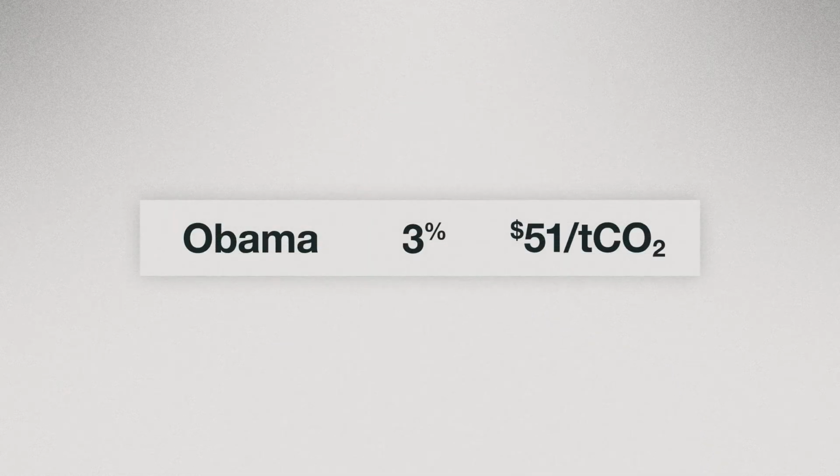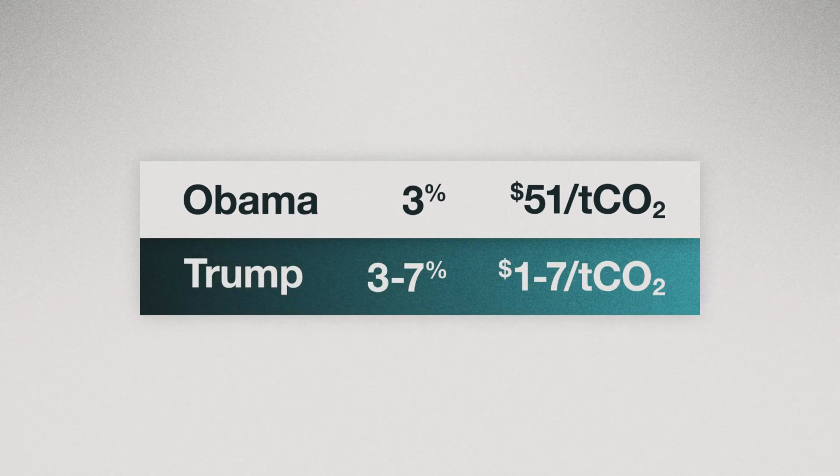During the Obama administration, the central discount rate was set at 3%, resulting in a social cost of carbon of around $51 per ton of CO2. During the Trump administration, the discount rate ranged between 3 and 7%. The higher rates were based on the assumption that the US economy is going to grow rapidly. Additionally, the Trump administration only factored in US damages, as opposed to global damages, resulting in a social cost of carbon between $1 and $7.